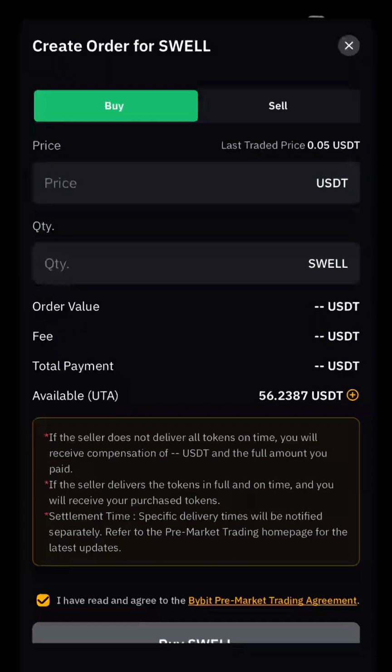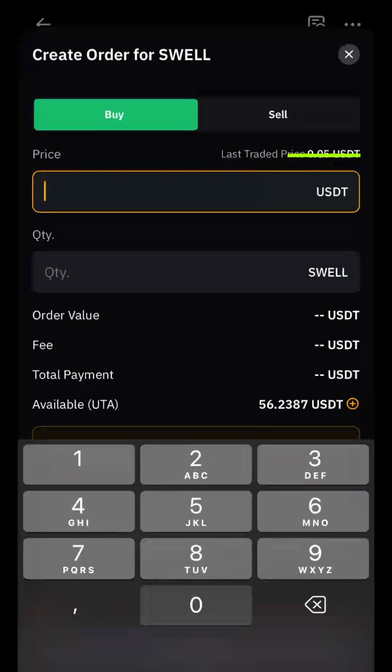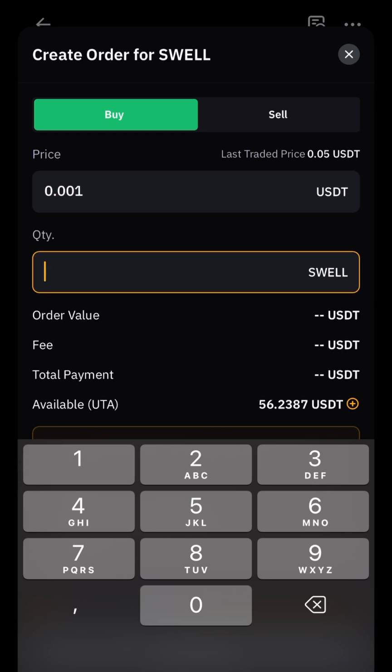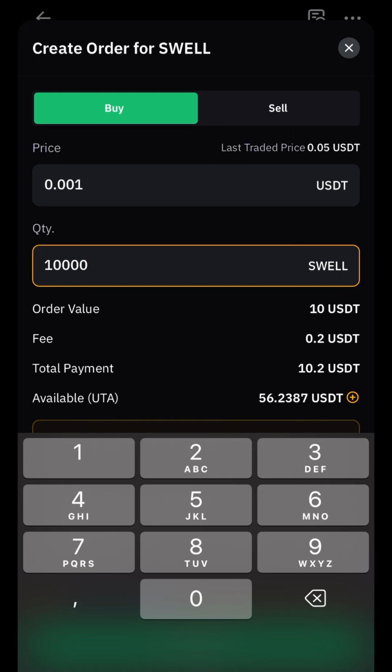I will create a buy order and a sell order. Here I put the price. The last traded price is 0.05. I will put a price less than that. I will put 0.021. Okay, and I will buy 10,000 SWELL. So my order value will be $10, because I can't buy a smaller amount. And the fee will be 0.2.